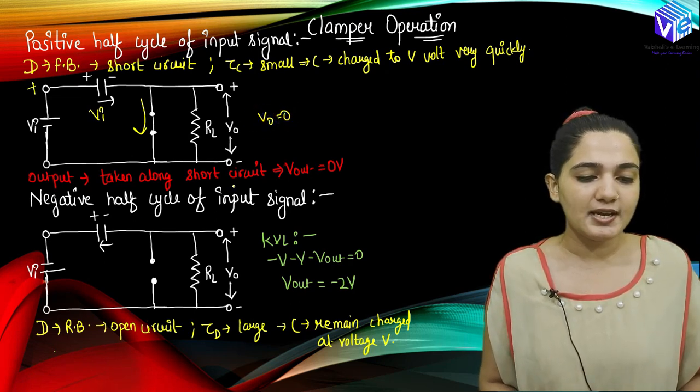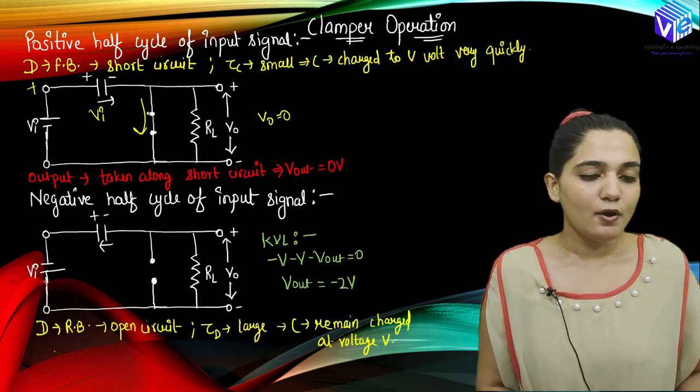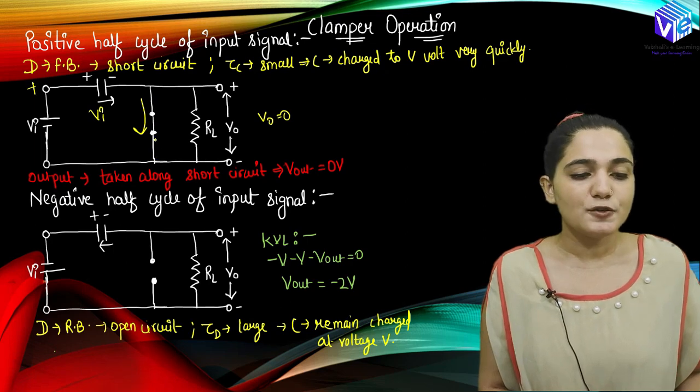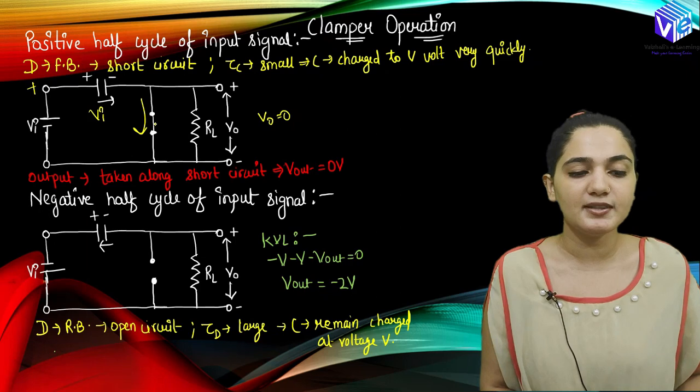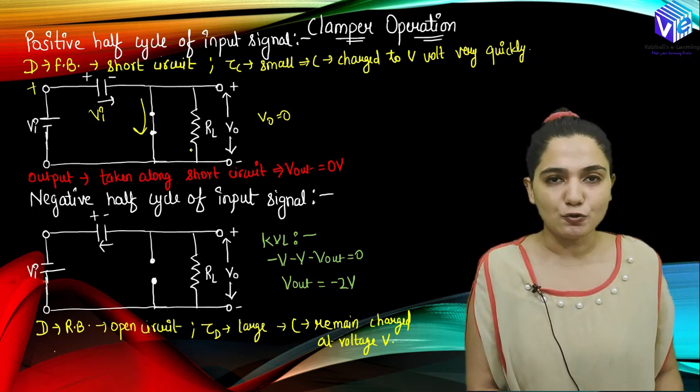And the output is taken across the short circuit, which is V output equal to 0. Or you can see the RL here: if we are calculating the voltage at RL, it is parallel to this short circuit branch. So at this branch I will be having the voltage to be 0, and in this manner also I can represent that the voltage at the output is 0.